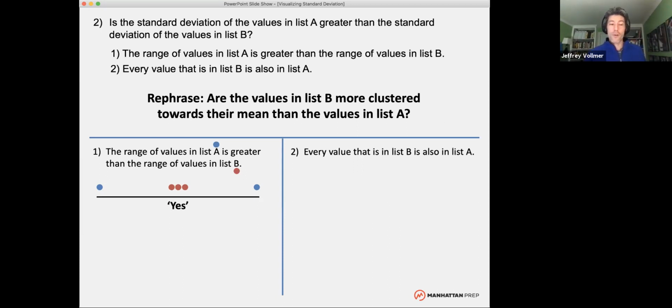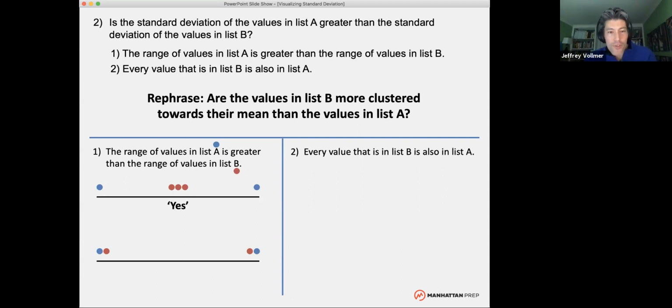So now I want to see, is there a way I can manipulate statement one in such a way that I get the red values less clustered? Let me try this again. Let me try to space out the red values far. I still have to follow the rules of statement one though, so I still have to make sure the range of values in A is wider than the range of the values in list B.